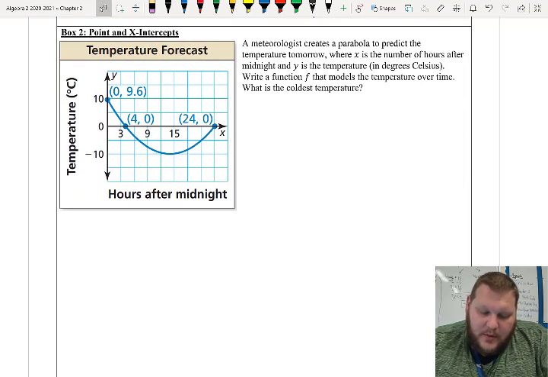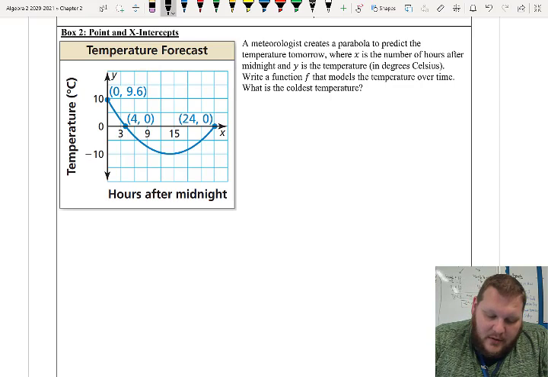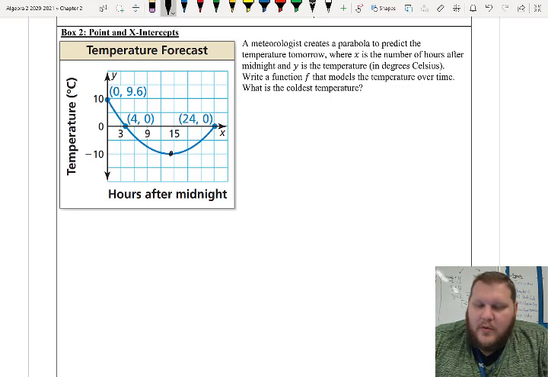Box 2 here, we have the graph that's given to us, and the description tells us that a meteorologist creates a parabola to predict the temperature tomorrow, where x is the number of hours after midnight and y is the temperature in degrees Celsius. Write a function f that models the temperature over time. What is the coldest temperature? So I got 2 questions here. First, we have to write the equation, and then second, the coldest temperature would be this point right here at my vertex.